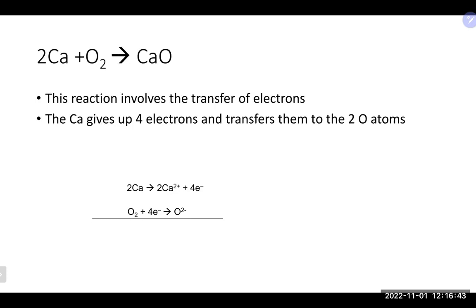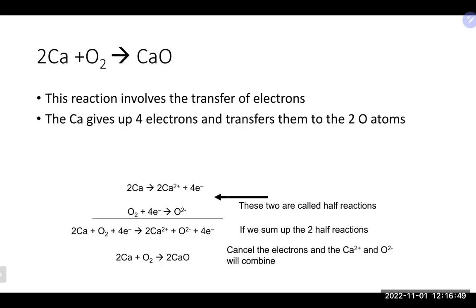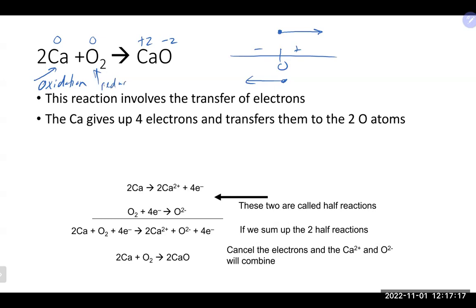We look at another example here, our calcium and our oxygen coming together. Once again, calcium is 0 to start with by itself. Oxygen is 0 to start with. Calcium has a +2, oxygen has a -2. So once again, if you take a look, calcium starts at 0, ends at +2, becoming more positive. So it is the calcium here that is going through oxidation. Oxygen is starting at 0, ending at -2, which means it is the oxygen here that is going through reduction.